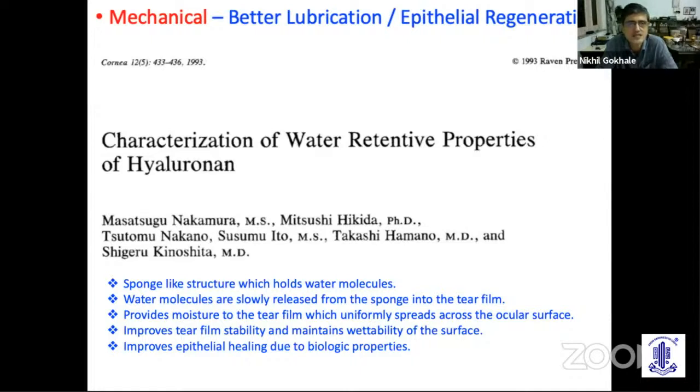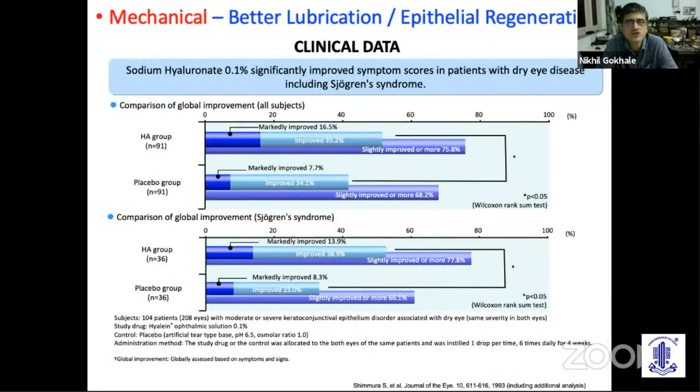And then we have several clinical articles or clinical data which document similar observations in clinical studies, where they found that when you use sodium hyaluronate, it improves the symptom scores and reduces the ocular surface staining in patients with various forms of dry eye diseases, including the Sjogren's and the non-Sjogren's variety of dry eye. And these patients have done better than the placebo or, in other studies, compared to other polymers that are available for dry eye.